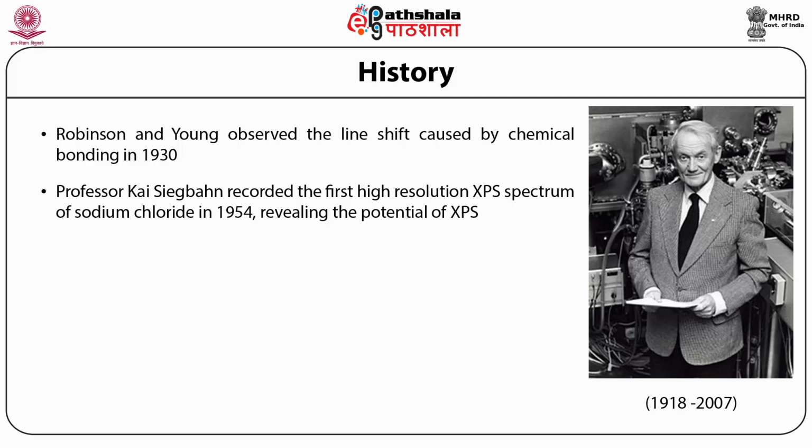The first high-resolution spectrum employing X-ray photoelectron spectroscopy, of sodium chloride, was recorded by Professor Kai Siegbahn in 1954. They revealed the potential of XPS, and the first commercialized XPS machine came into the market in 1970 after their findings. This technique became apparent as one which could distinguish between a metal and its oxides, and it was also able to explain chemical state information for non-metallic elements as well.